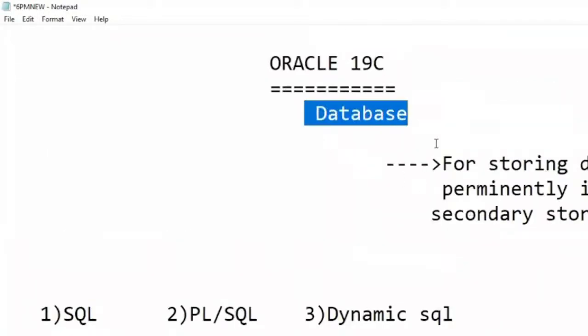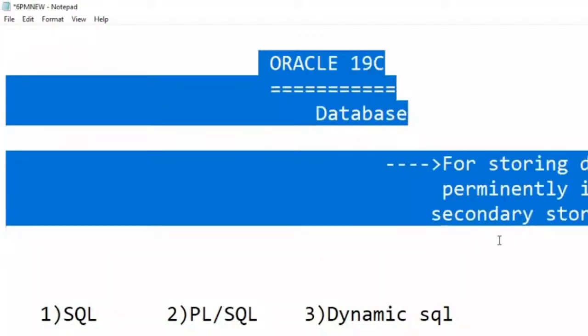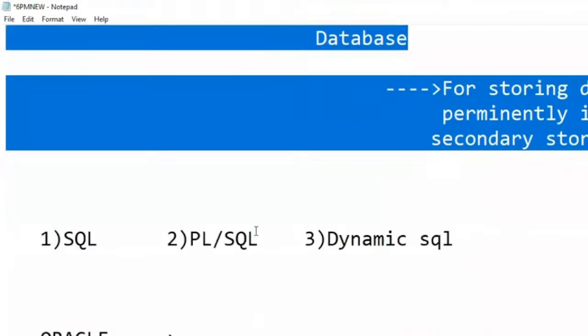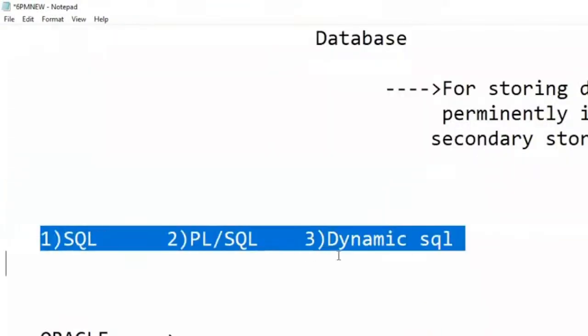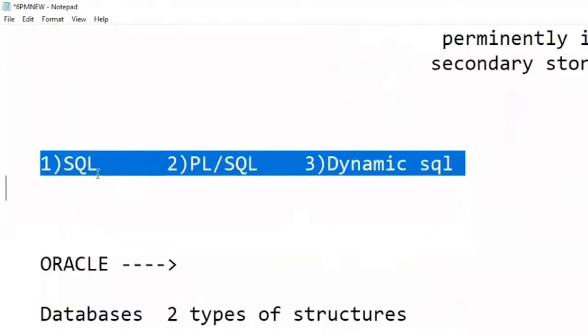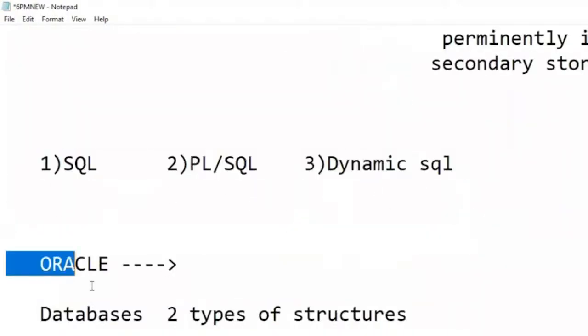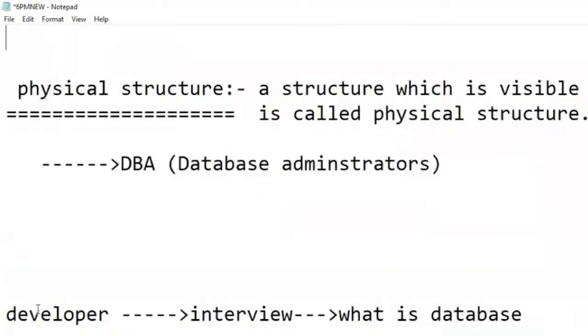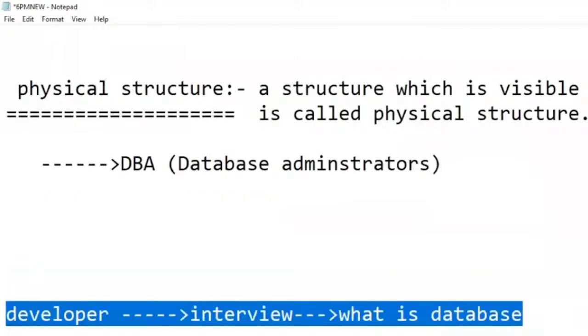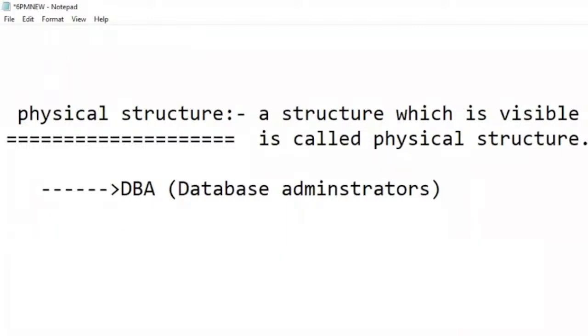What is the purpose of databases? Not only storing data permanently, but also retrieving and fetching the data efficiently from some place. If you want to operate this Oracle software, we use SQL, PLSQL, and dynamic SQL languages. Anywhere we learn an Oracle course, these three things are taught. That is a very small thing I'm telling. Okay, fine. Now check it out.